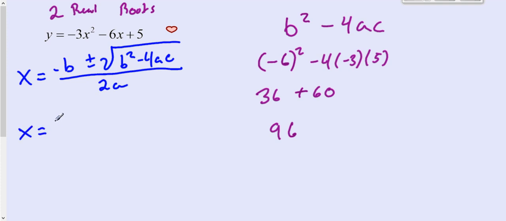So negative b, so negative negative 6, so positive 6, plus or minus the square root of 96, all over 2 times negative 3, so that gives us negative 6 on the bottom.